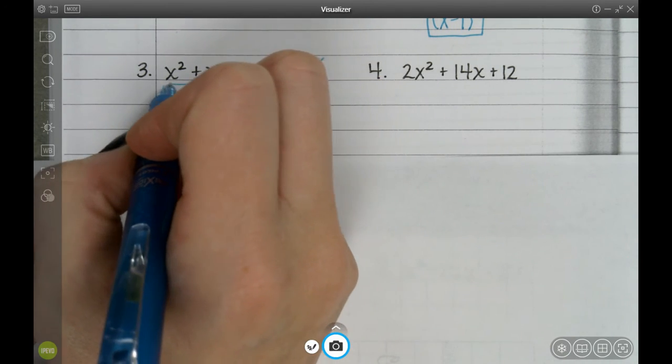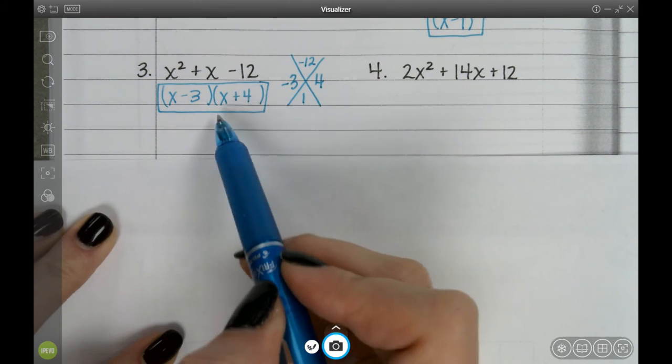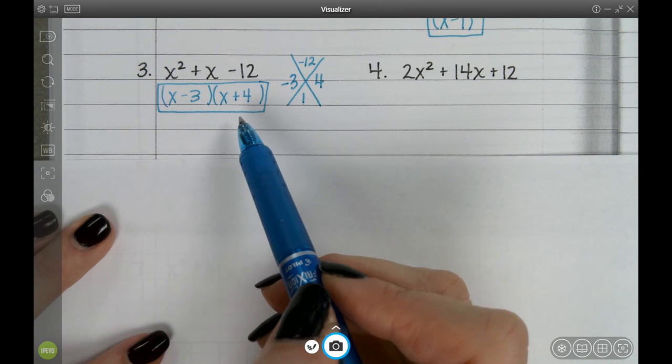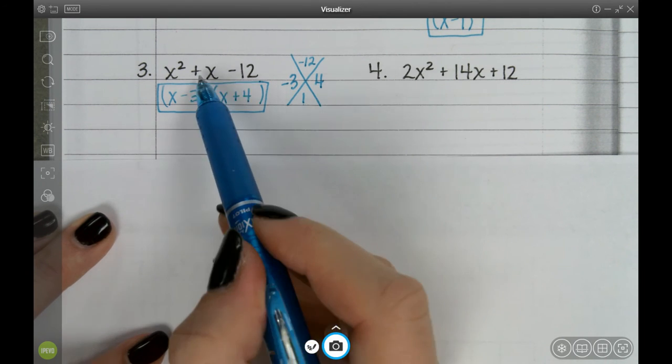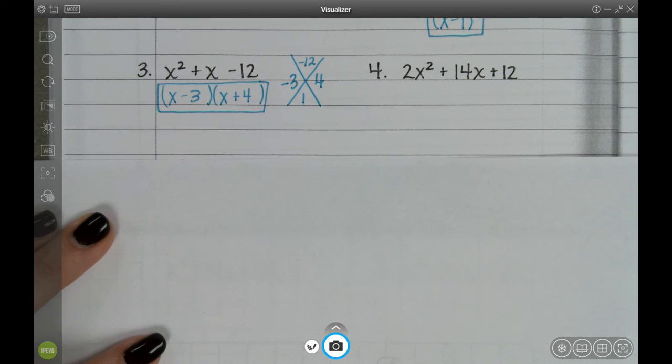If you put minus 4 plus 3, when you multiply this out and check your answer on a test or a quiz, then you would have a negative x instead of a positive x in the middle, and that would be your sign of like, oh, hey, that's where I missed it.